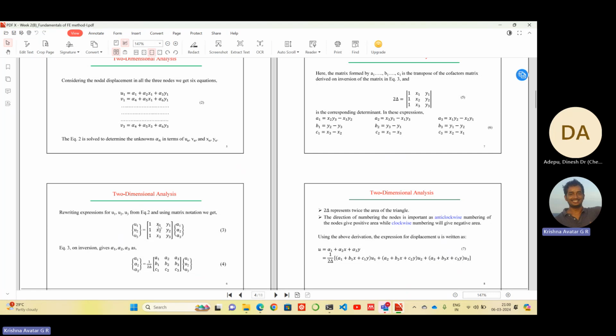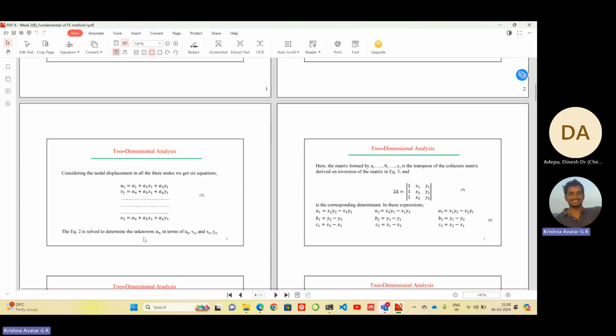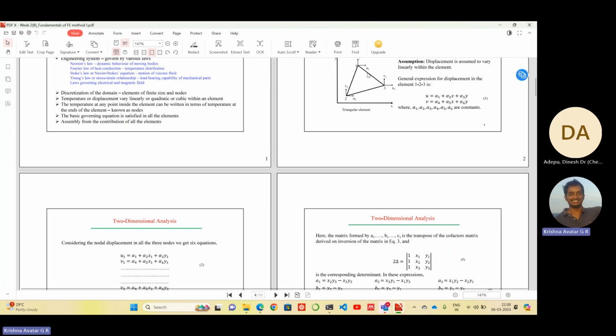So we know x1, x2, x3, y1, y2, y3 from the geometrical information, and we also claim to know u1, u2, u3 symbolically. Say we know the values of u1, u2, u3 just in a symbolic sense, right?